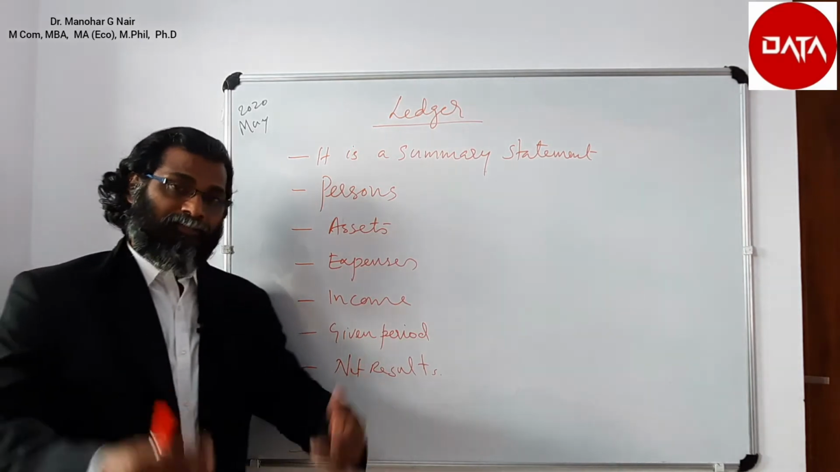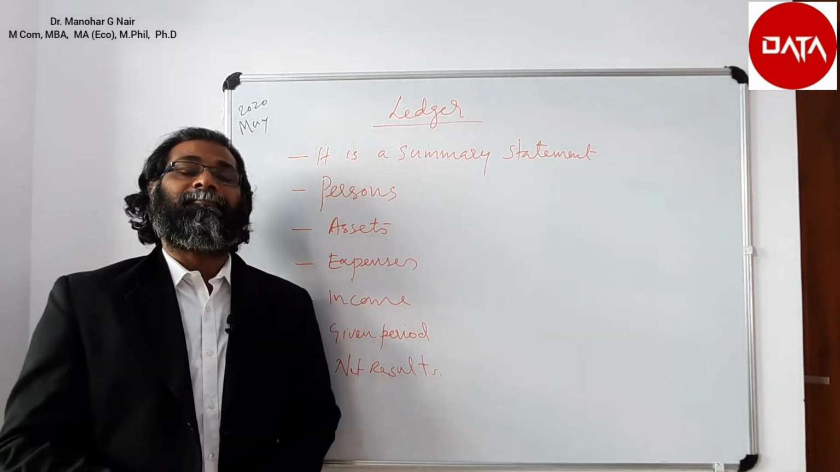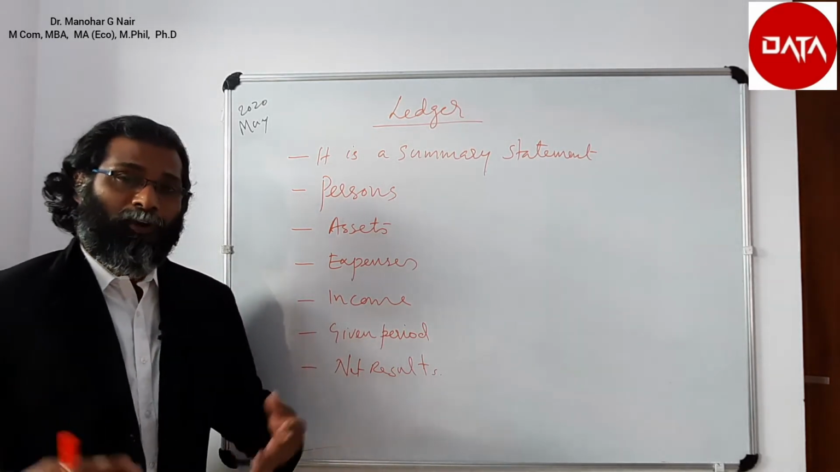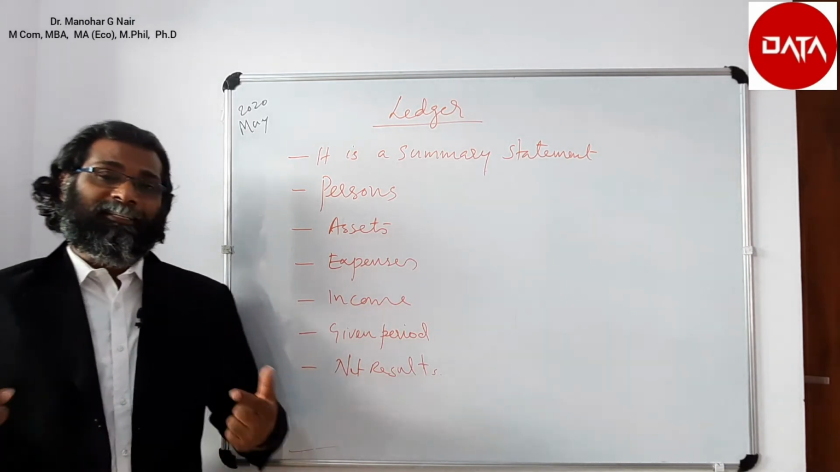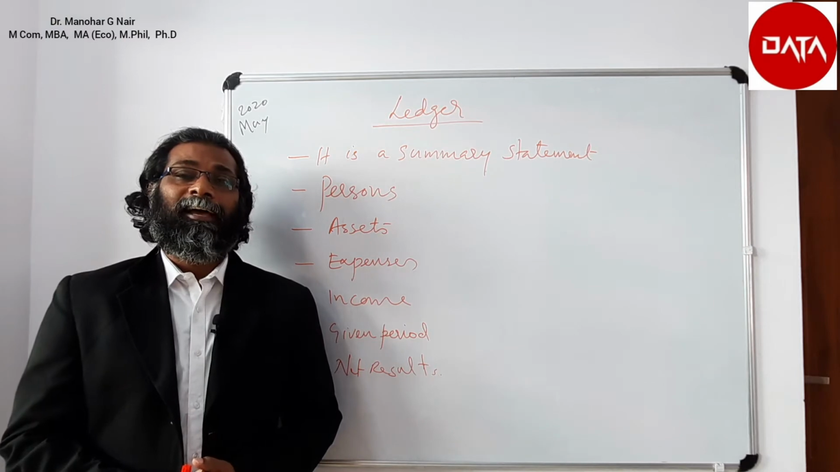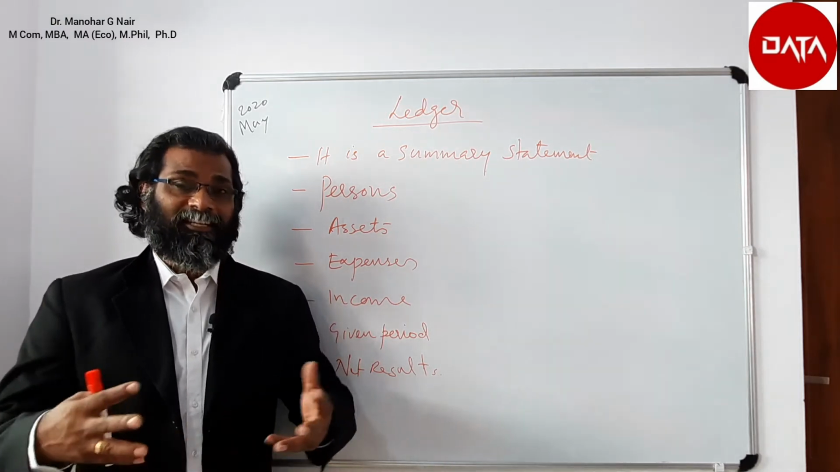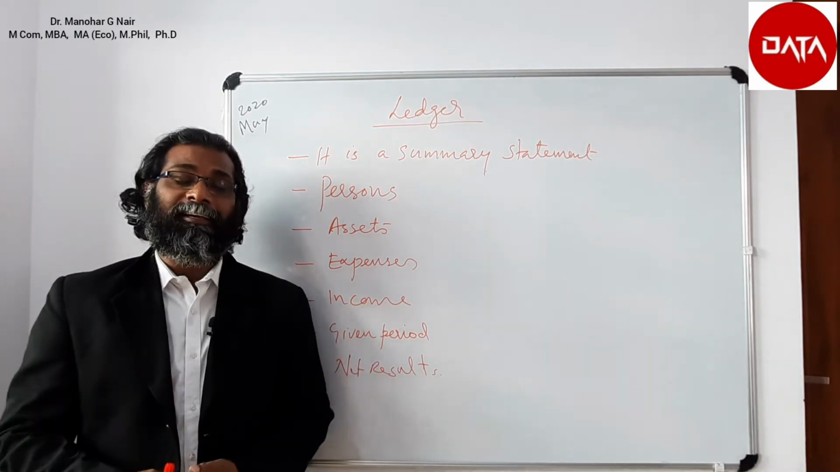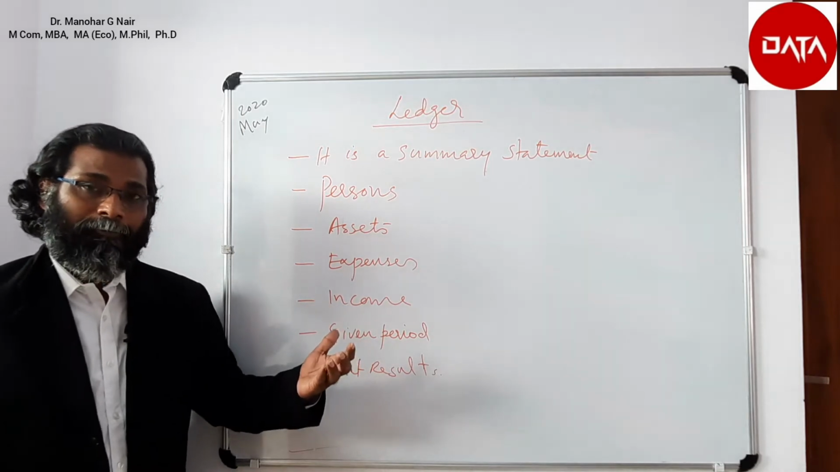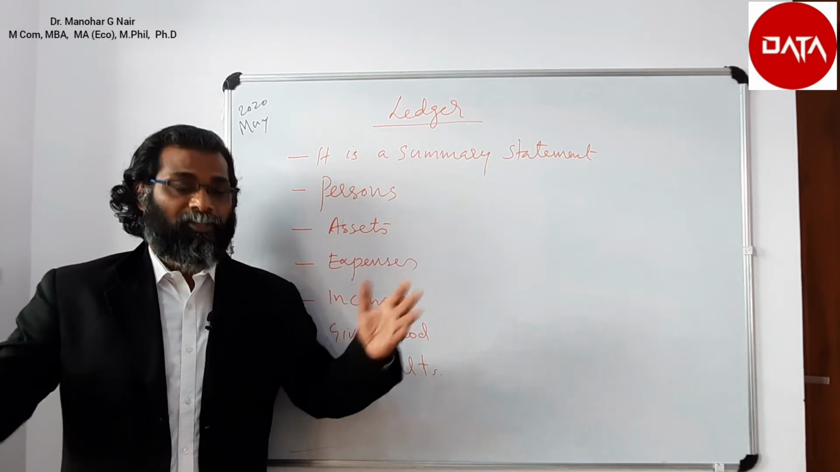So today in this video, let us understand the ledger. What is a ledger? Ledger is a summary statement. Hope you remember, while we were discussing the definition of accounting, we mentioned that accounting is an art and science of recording business transactions, classifying them, and summarizing them. Here it is. With the help of the ledger, we are classifying and summarizing the business transactions.